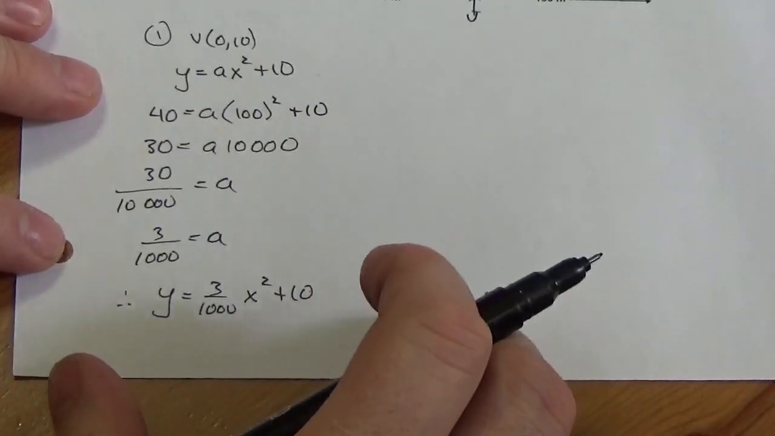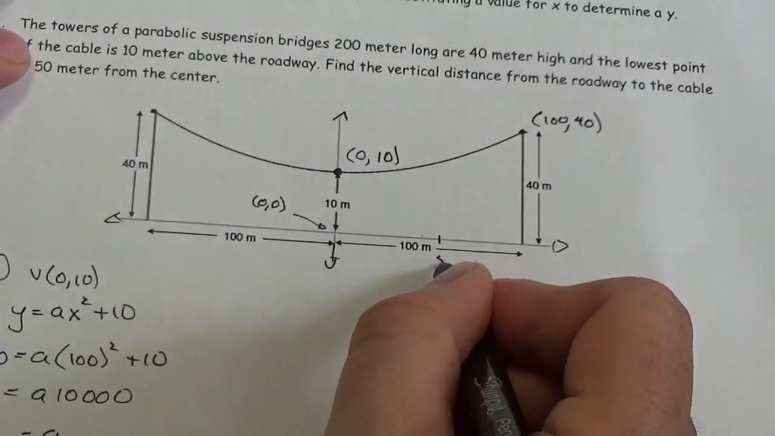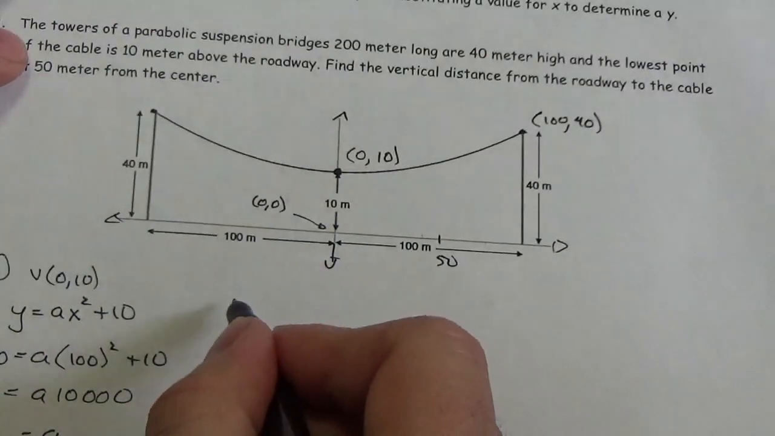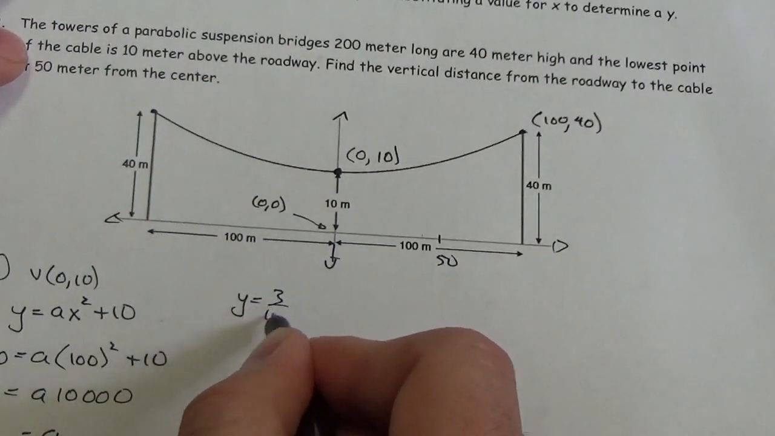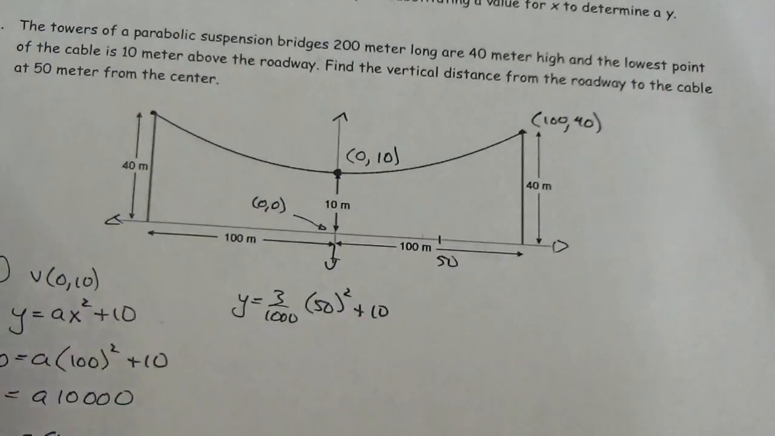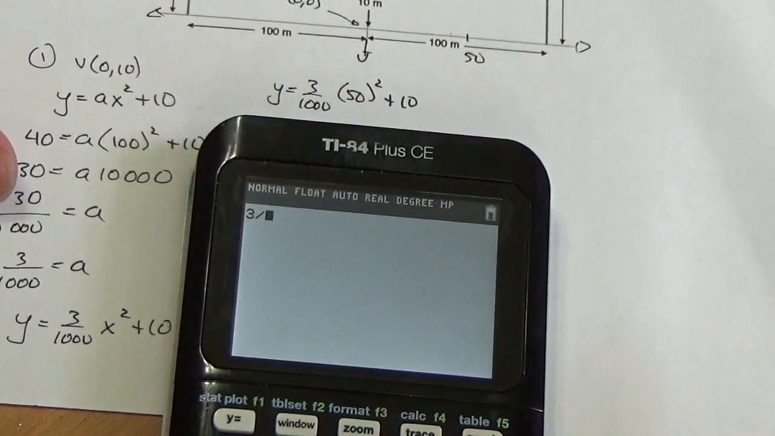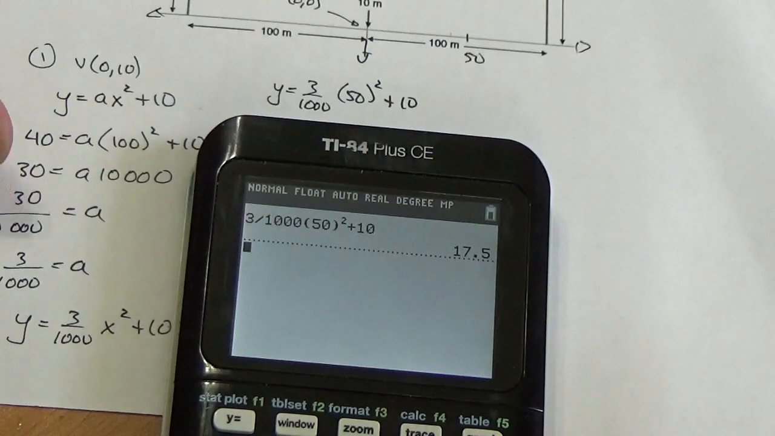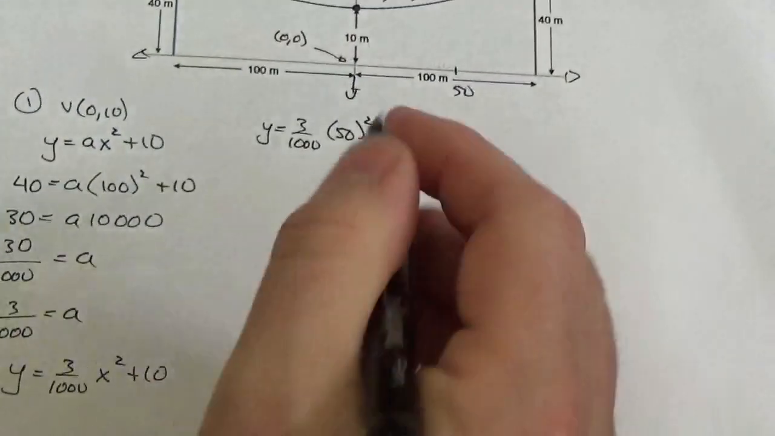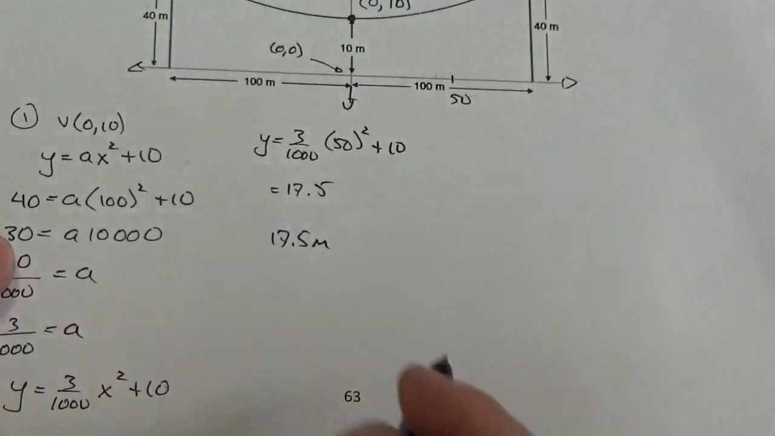Now let's use that to figure out what the y coordinate is at 50. So if I let x equal 50, I'm going to get y is equal to 3 over 1,000 times 50 squared plus 10. That's just calculator work. Okay, so 3 divided by 1,000 multiplied by 50 squared plus 10. I get 17.5 meters. So the answer is therefore 17.5 meters.